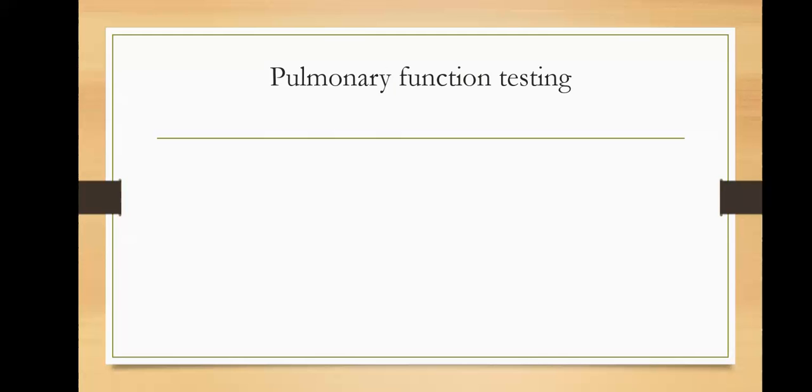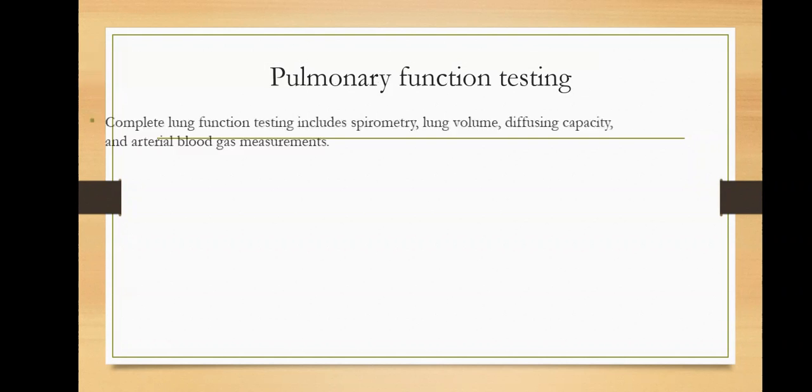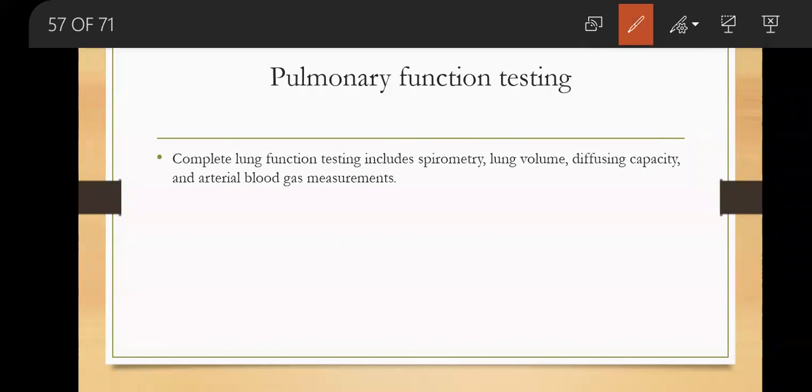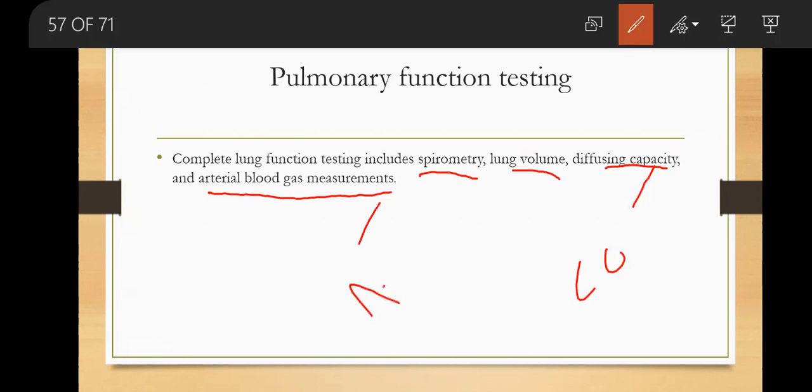Complete lung function testing includes spirometry, lung volume, diffusing capacity, and arterial blood gas measurements. So there are 4 elements: spirometry, lung volumes, diffusing capacity, and arterial blood gas measurement. So with the spirometry, we measure lung volumes and capacity, which is static and dynamic lung volumes and capacity. Diffusing capacity, we measure it with CO, and arterial blood gas measurements, we do it via the blood gas machine.